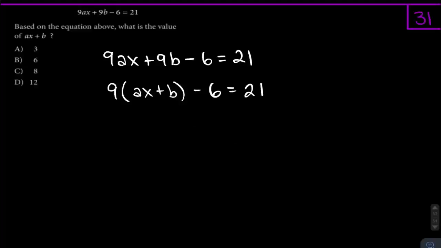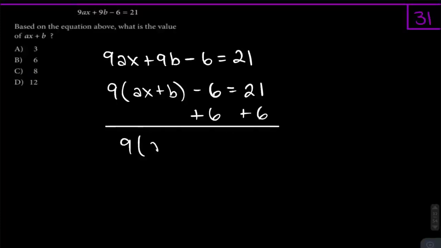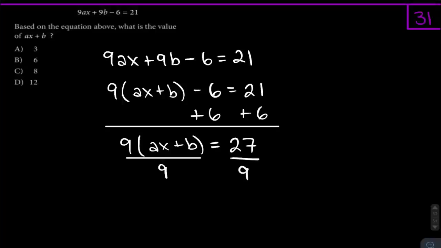Okay, so what we do right here is we add 6 on both sides. And in doing that, we get that 9 times (ax plus b) is equal to 27. Then the last thing we need to do to get ax plus b by itself is going to be to divide by 9 on both sides. And when we do that, we get that ax plus b is equal to 3. All right, and that right there is choice A.